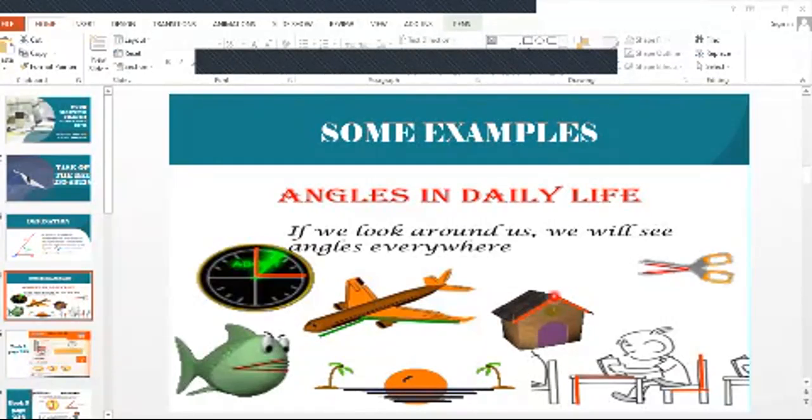See the red lines, they are showing you angles. There is an angle because two lines are meeting at the point. Look at the example of the book, chair, and scissors. See, everywhere you can see that an angle is formed. So this is a very important thing that you need to understand.